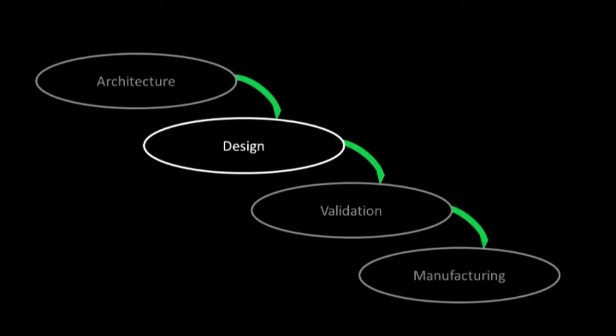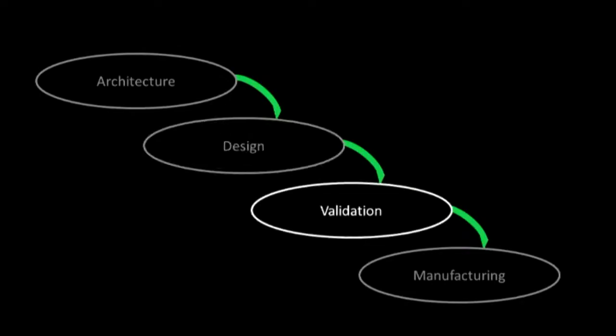The designers, having defined the actual circuits, will then hand this finished thing out to validation. And validation's job is to make sure that the design matches the architecture. And again, this is kind of what we would, as software people, think of classically as QA or as test.